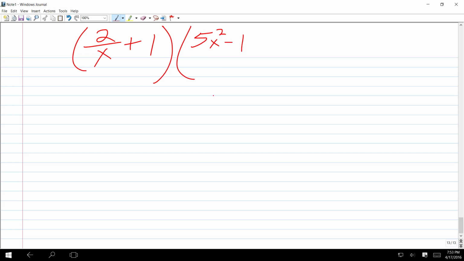So, okay, in parentheses, 2 over x plus 1. Like that? Yes. And then end parentheses. And then another set of parentheses, 5x squared minus 1 all over x squared. And then end parentheses. And it says find the limit as x approaches infinity and then as x approaches negative infinity.